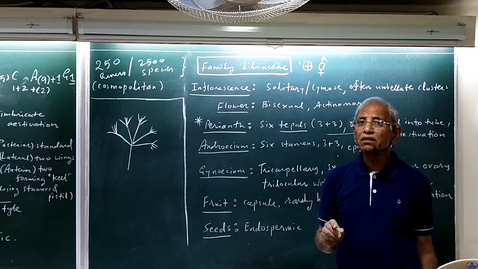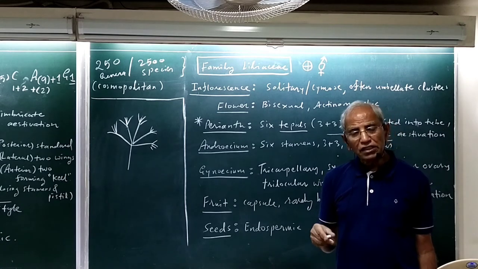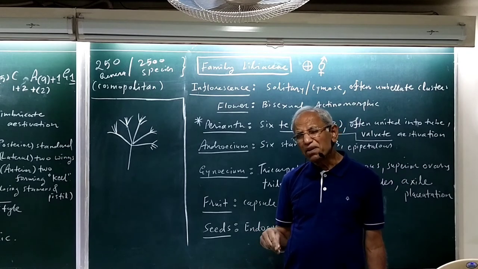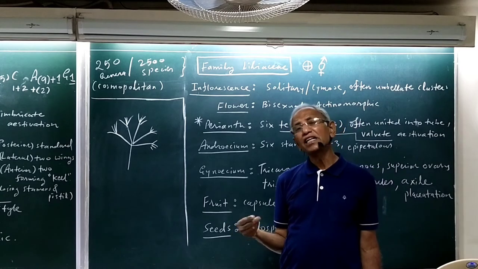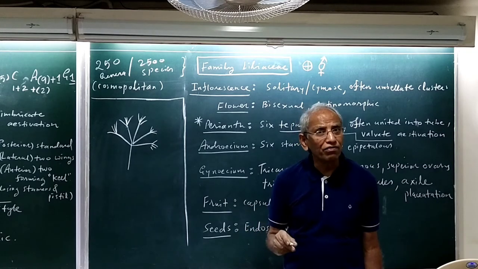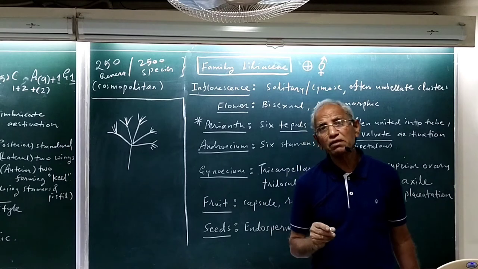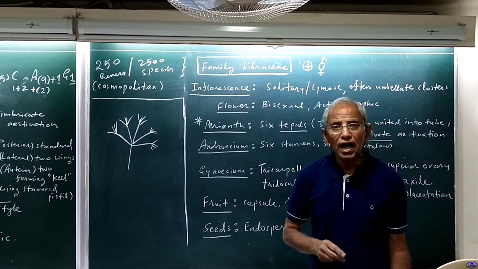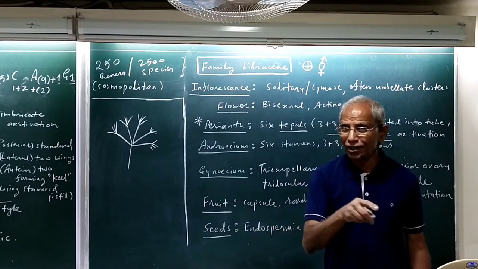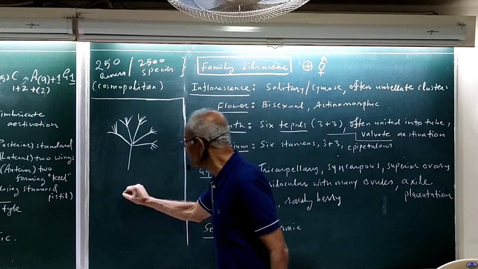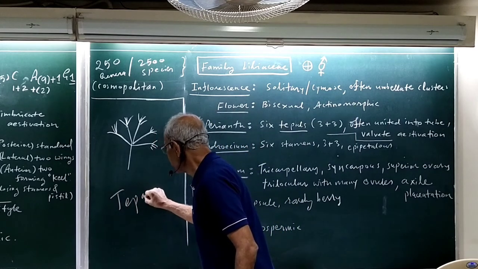What is perianth? Remember what is perianth? In some flowers, in some plants, in some species, separate calyx and corolla may not be present. Instead, the two are represented by a common word known as perianth. And what are the members of the perianth known as? Members of the perianth are called tepals. Not sepals or petals. It is tepals.